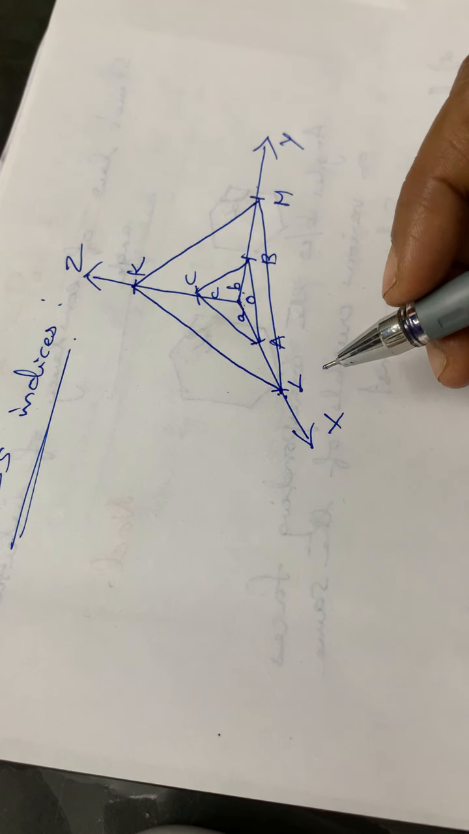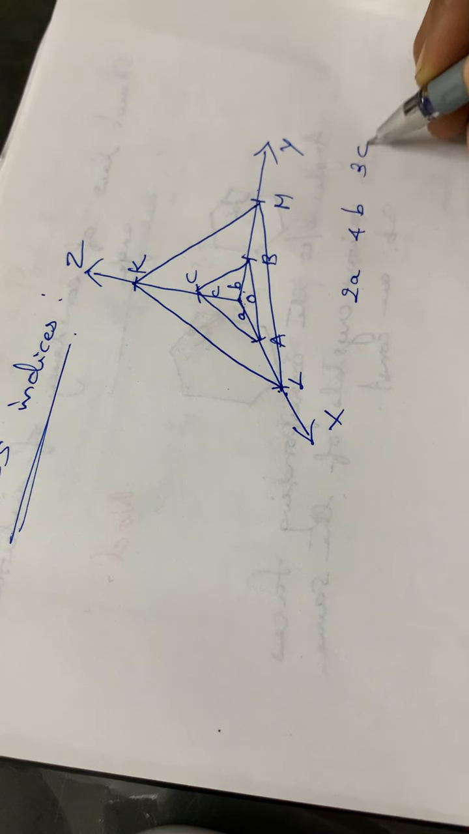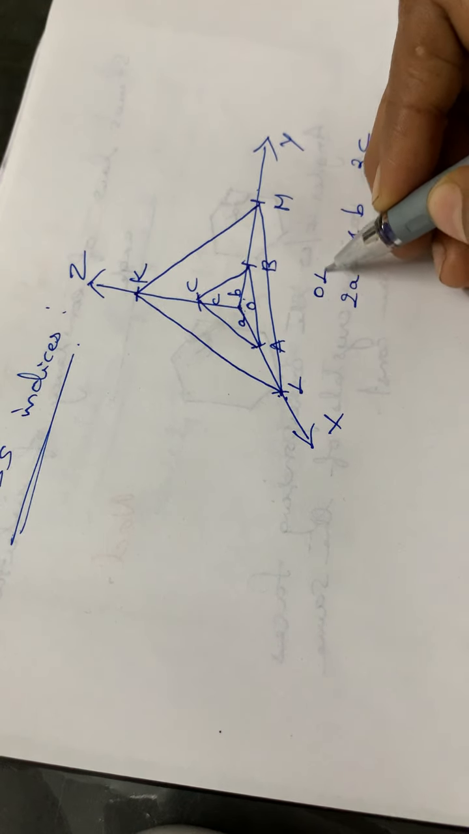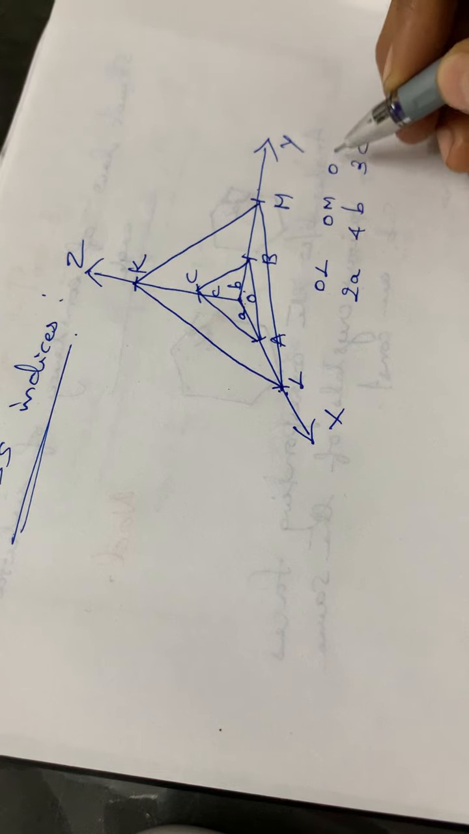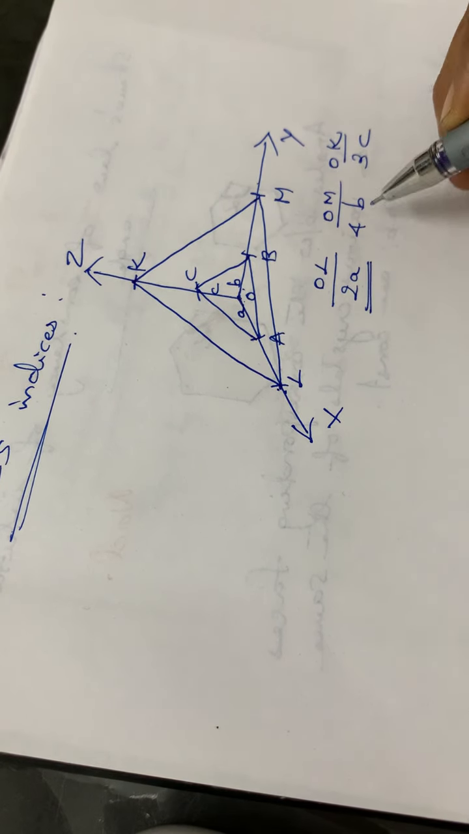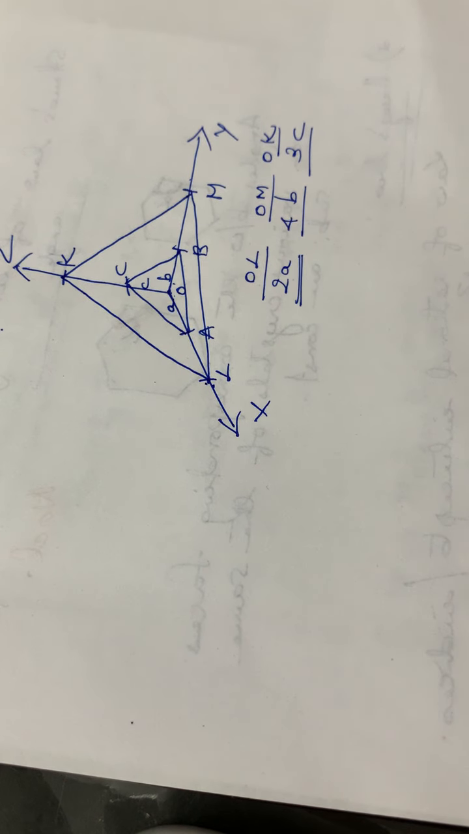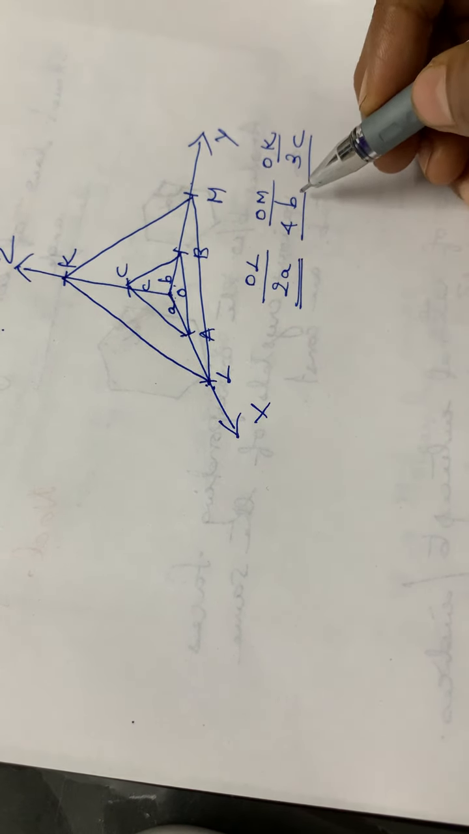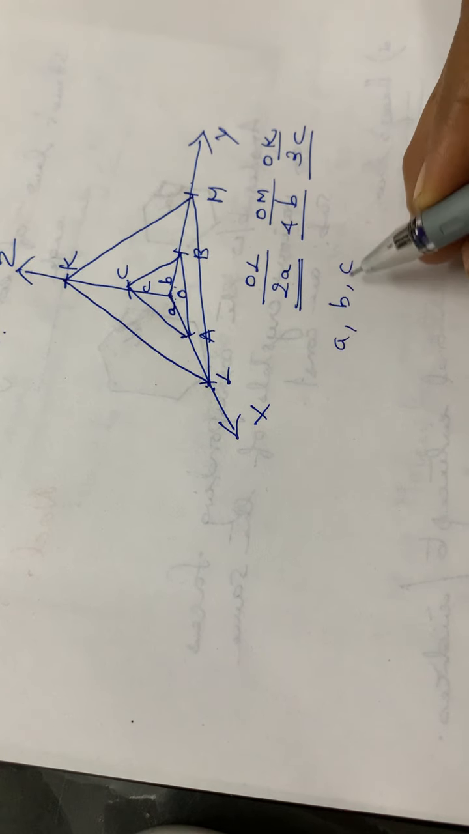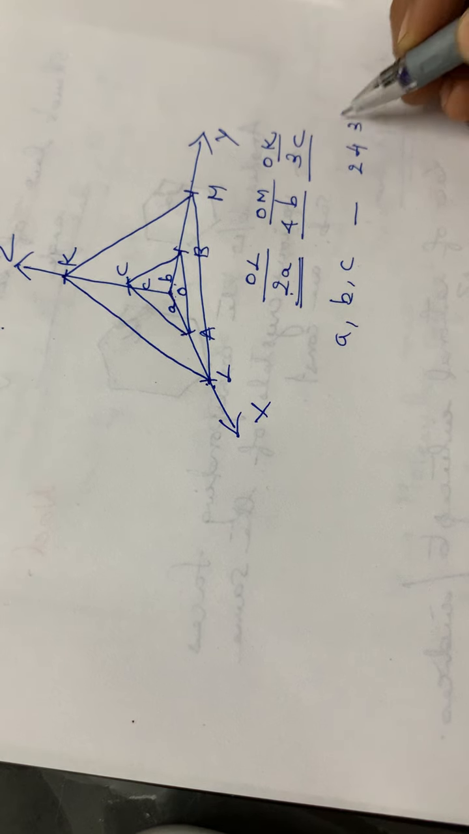These will be having distances at 2A, 4B and 3C. That is the distances of OL, OM and OK. Let it cut the intercepts at the distances 2A, 4B and 3C. So here, what are the coefficients of A, B and C? That is 2, then 4, then 3, isn't it?